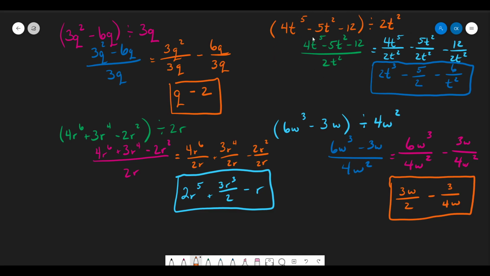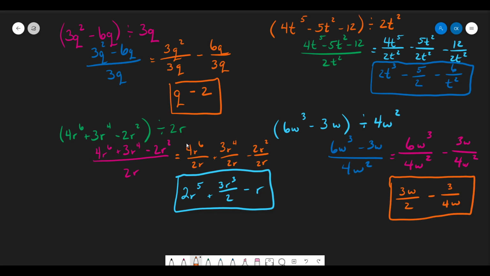Same thing here. Rewrite it as a fraction. Take each term, divide it by 2t. 4 over 2 is 2. T to the 5th over t squared is t to the 3rd, because 5 minus 2 is 3. 5 over 2 doesn't simplify, so we leave it as 5 over 2. T squared over t squared cancel each other out, so we're left with 5 over 2. 12 over 2 is 6. T squared is in the denominator, so that stays in the denominator, and then that would be my final answer.